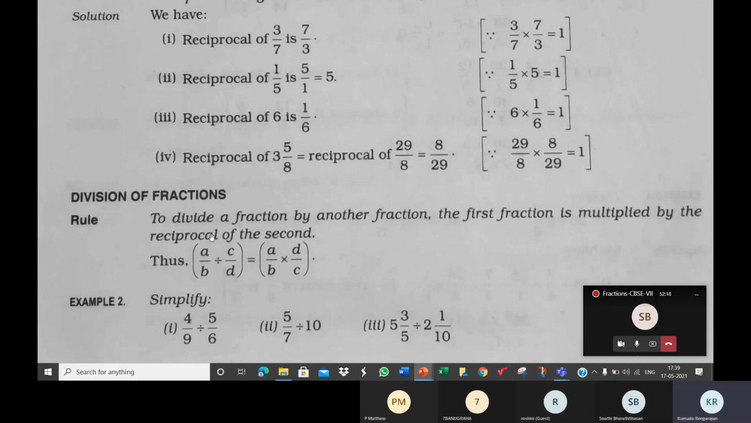Now, when you have a fraction a by b and another fraction c by d, how do you divide these two fractions? Since we know that division and multiplication are opposite actions, this is the rule: a by b divided by c by d is the same as a by b multiplied by its reciprocal, d by c.